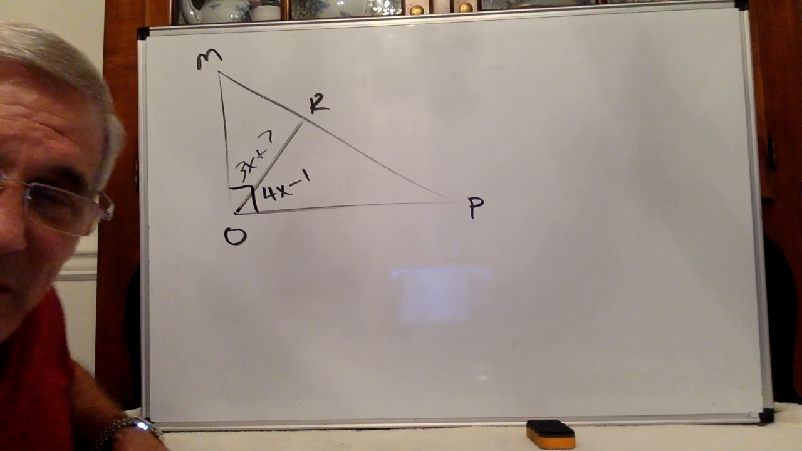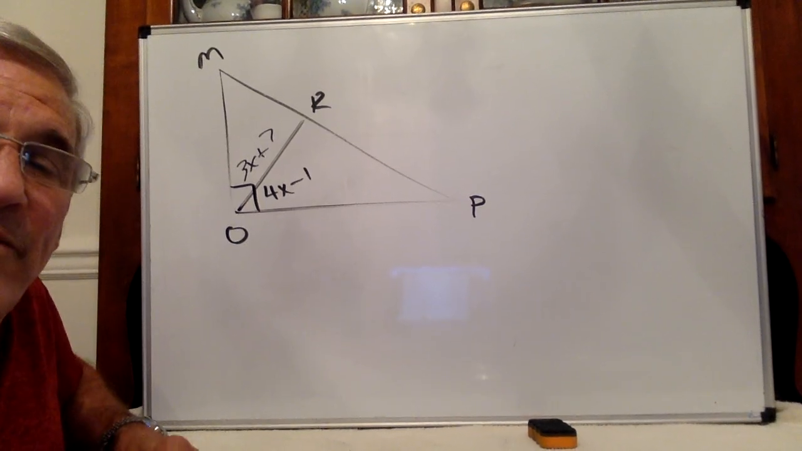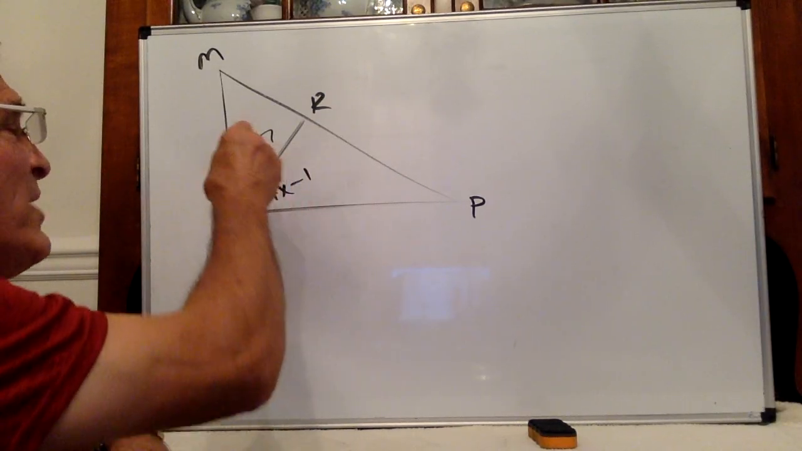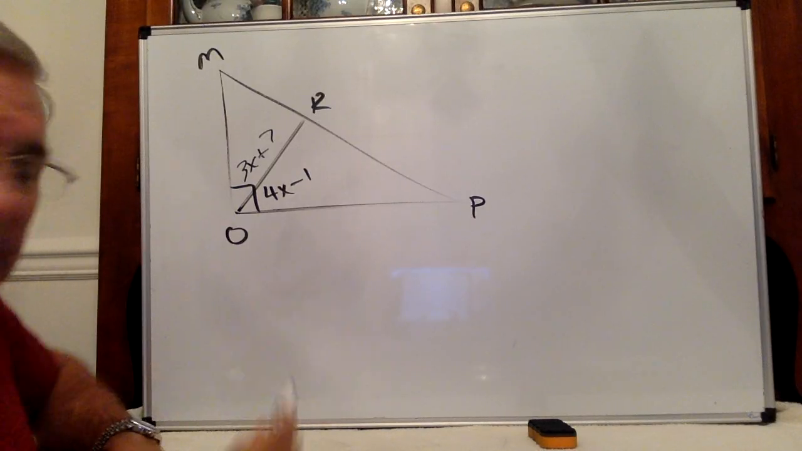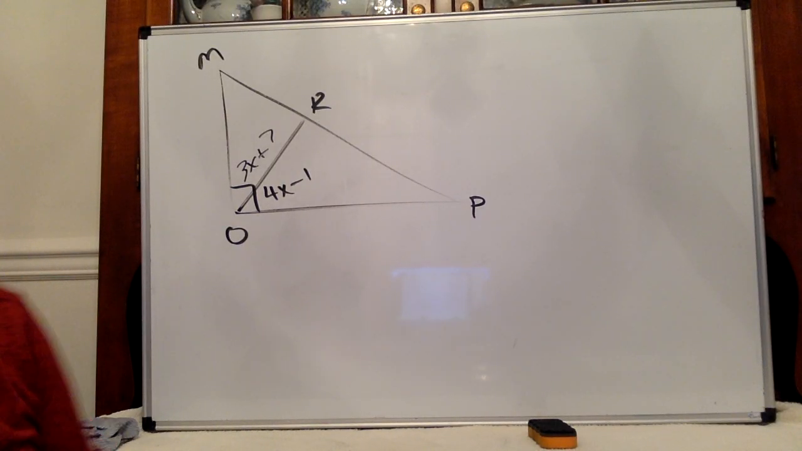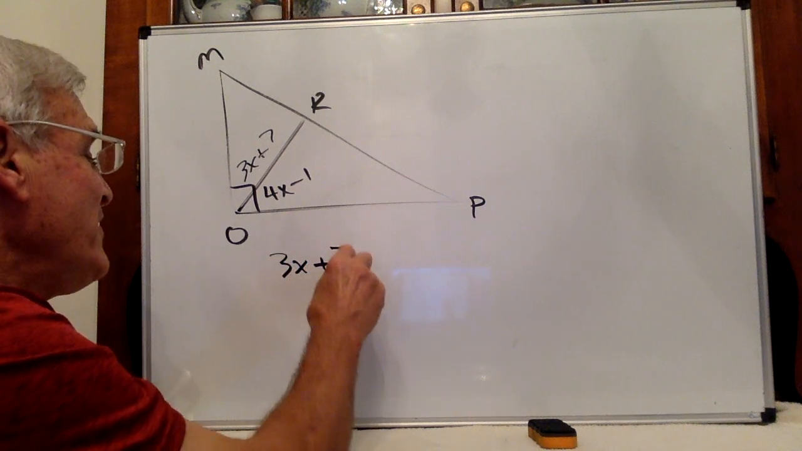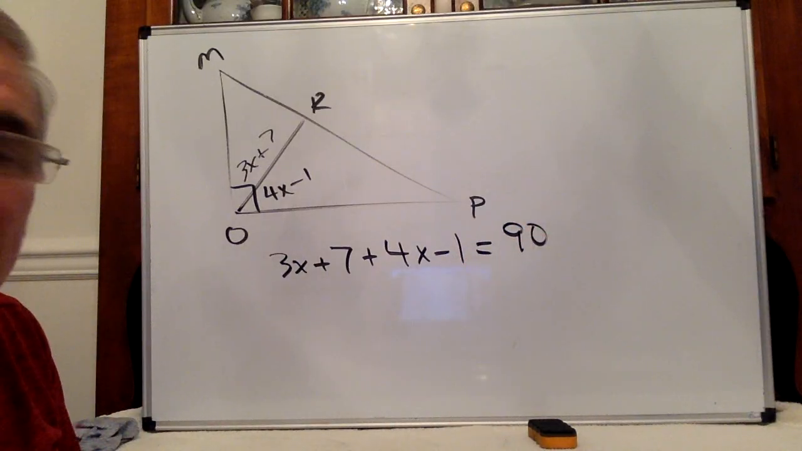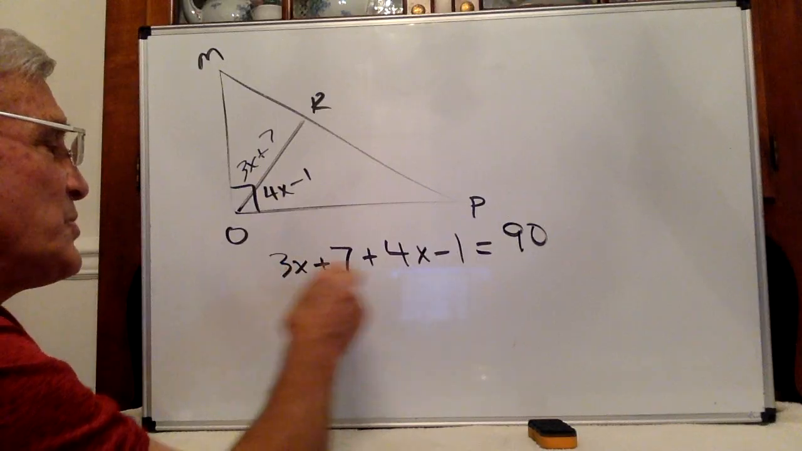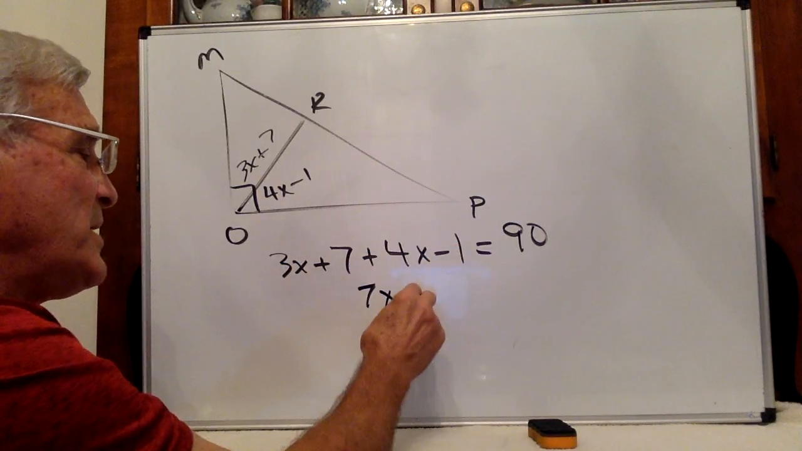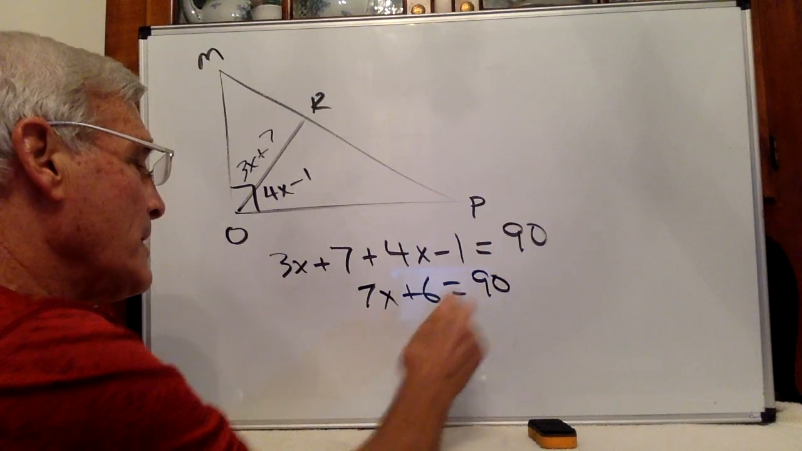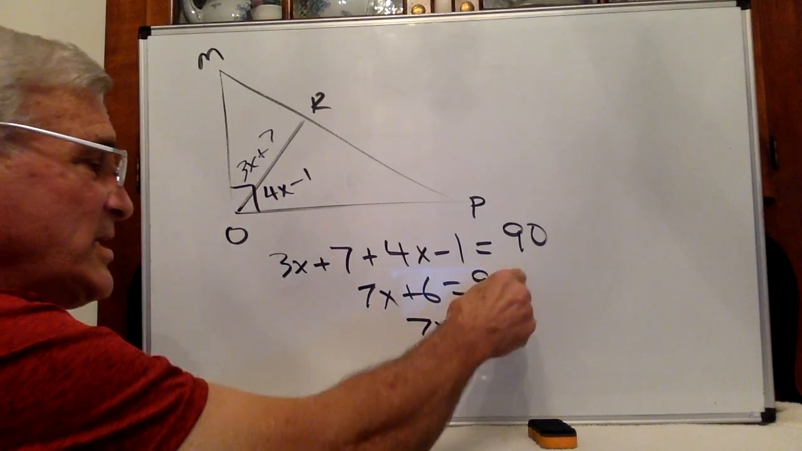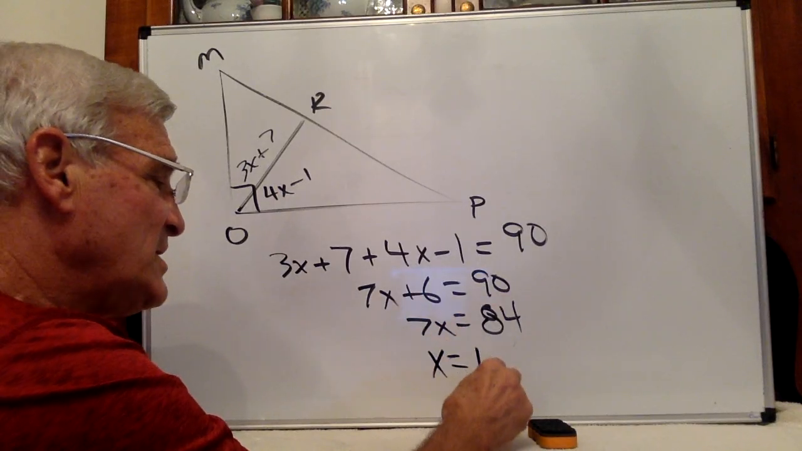Two lines, rays, or segments that intersect at right angles, or intersect perpendicularly, form right angles. Therefore, if I add these two angles together, they have to add up to 90. So you get a fairly simple algebraic equation: 3x plus 7 plus 4x minus 1 has to equal 90. Simple algebra. 3x plus 4x is 7x. 7 minus 1 is plus 6. So 7x is equal to 84. Subtract 6, divide by 7, and x is equal to 12.